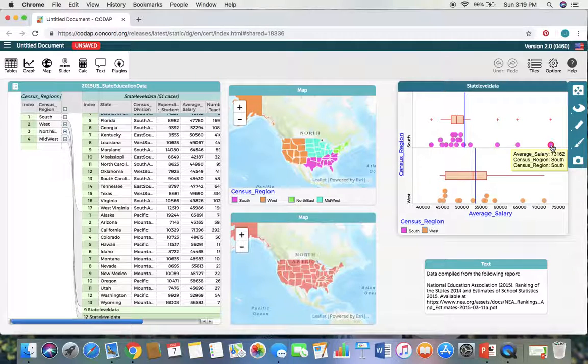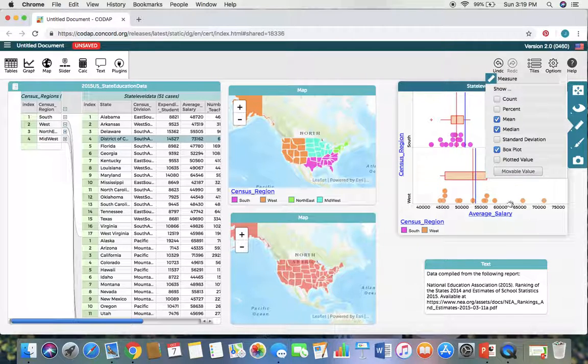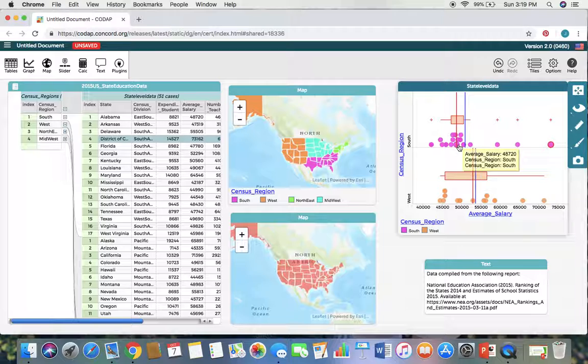In fact, one of the outliers right here, the District of Columbia, is quite different than the rest of the data in the South. $73,000 versus the mean of 51 and the median of 49. So generally when data is skewed, we like to use the median as the center, because then the outliers, which pull the mean up, they're not pulling the median up. So it's a better representation of it. So look at the center here, almost 49,000 versus about 53.